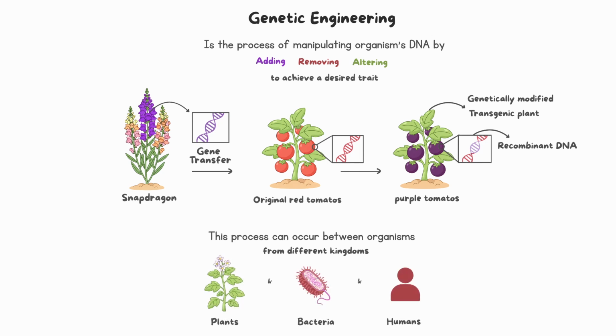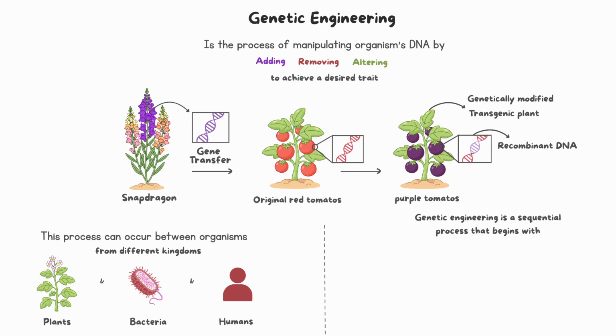The process of transferring genes occurs in a sequential manner. It starts off by identifying the gene of interest, isolating it, and making many copies of it till it finally reaches the final host organism. In this video, we're going to talk about each of these steps till we reach the final host organism.